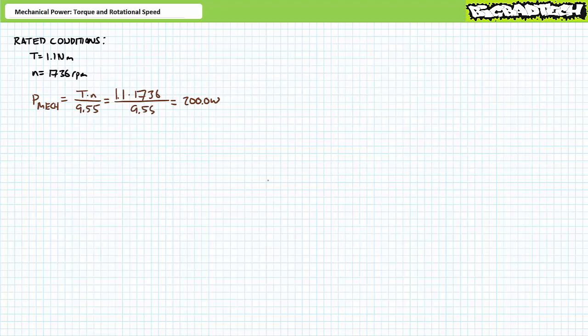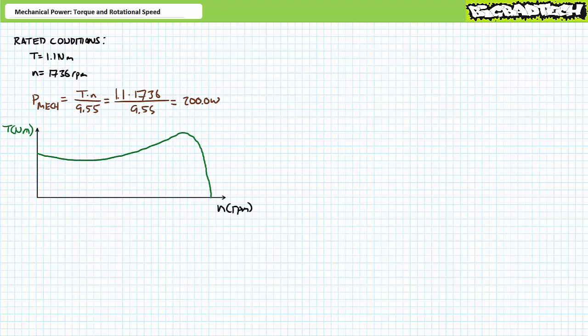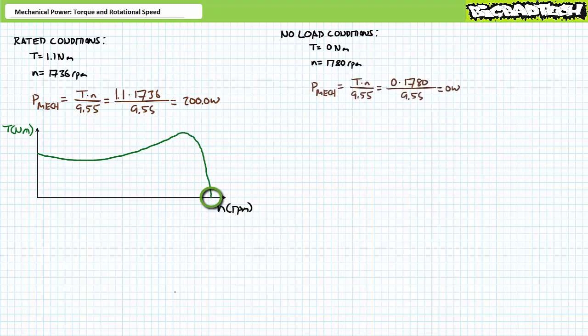Other operational points exist. Design B induction motors exhibit a characteristic speed-torque curve that looks something like this, where torque is plotted on the vertical y-axis and rotational speed on the horizontal x-axis. Consider the same motor at the no-load condition, an occasion in which the motor turns rapidly, let's say at 1780 RPM, but exerts zero torque. Substituting our given torque and rotational speed values into the mechanical power formula demonstrates this motor is exerting 0 watts of mechanical power. It makes sense. It's turning quickly, but not doing anything.